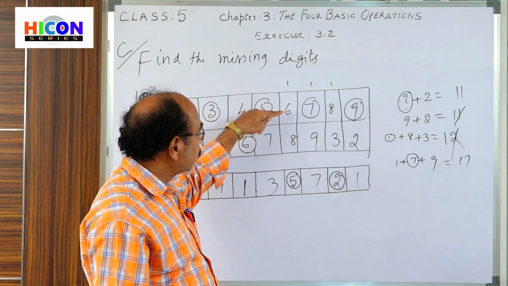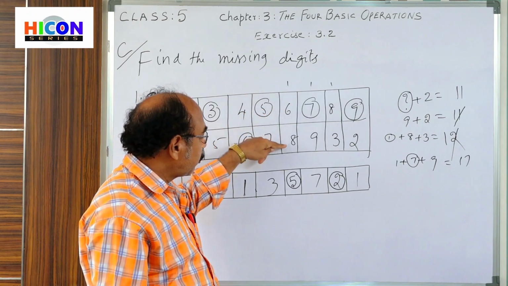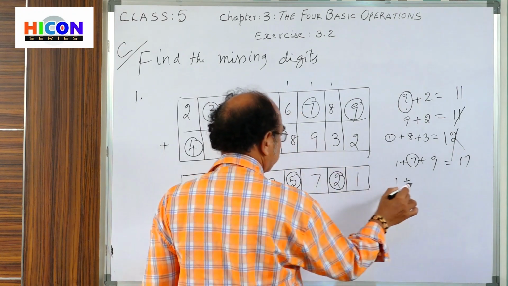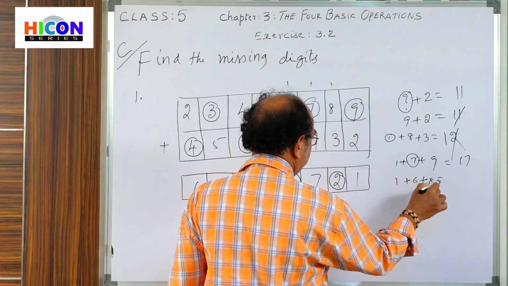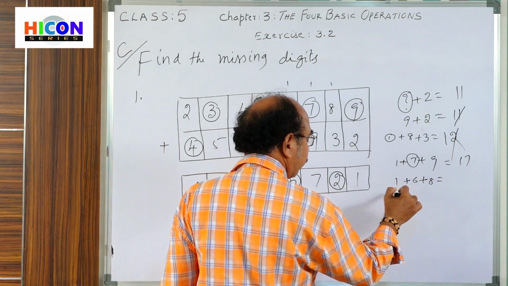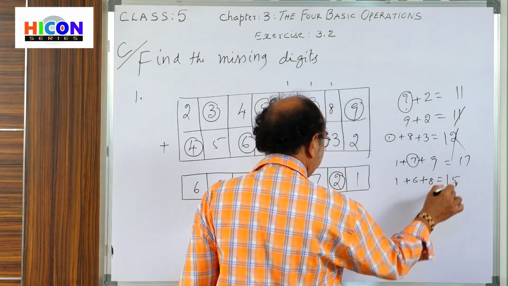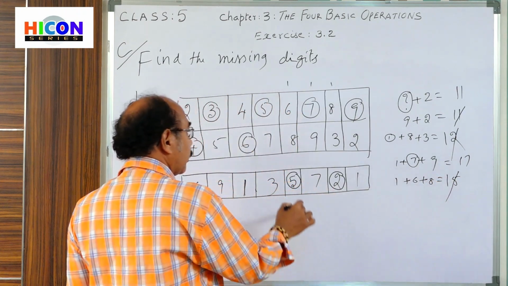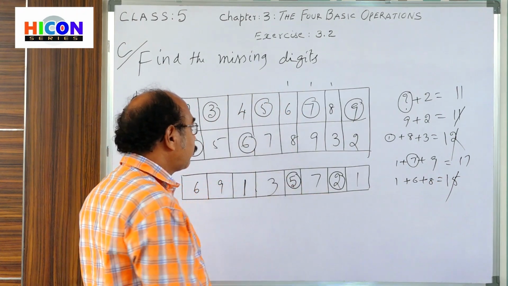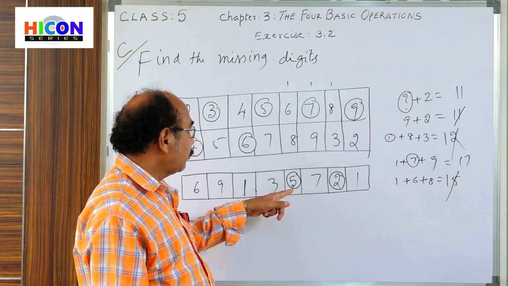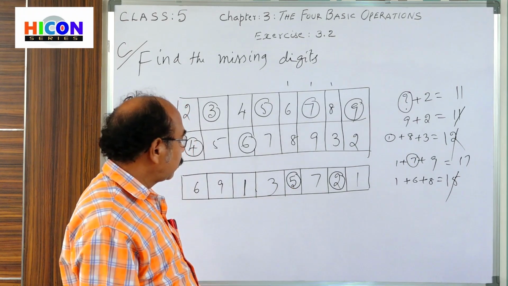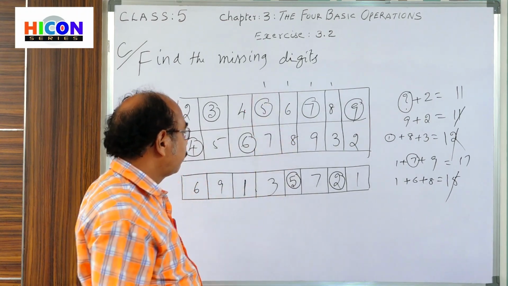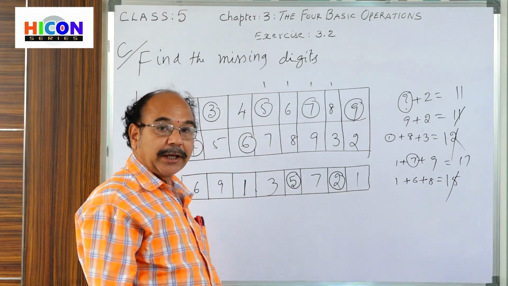1 plus 6, 7. 7 plus 8, 15. See children? 1 plus 6 plus 8. 6 plus 1, 7. 7 plus 8, 15. So strike off 5. Here we write 5. That's why here the blank answer is 5. Then 1 is to be carried here.